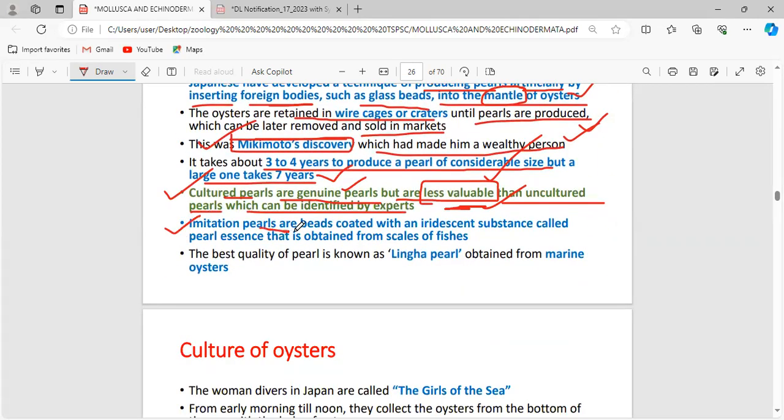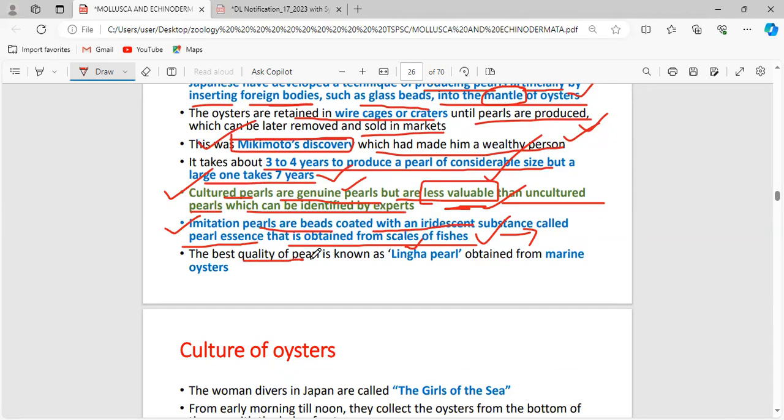Now, imitation pearls are beads coated with an iridescent substance called pearl essence, which is obtained from the scales of fishes. This also looks like a pearl. We can use it as an imitation of pearls, but we can't say it is an exact pearl.